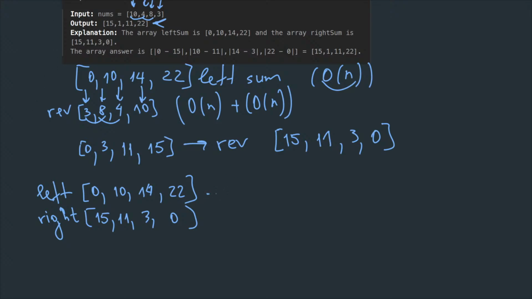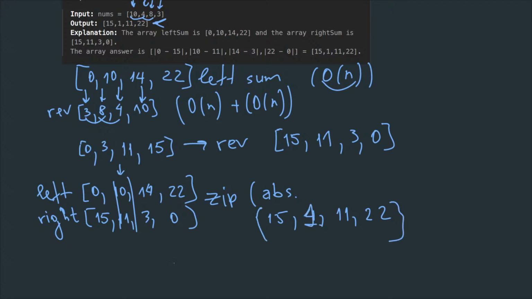Anyway, so we can zip this, and we can do our absolute values, and we'll have 15, which will be like 4, 11, and 22. So is that our response? 15, 1, 11, 22. Oh, yeah, 10, 11, it's 1. So that's correct. So overall, we've got, okay, because O of n log n is better than O of n.